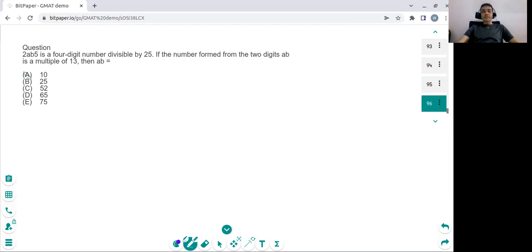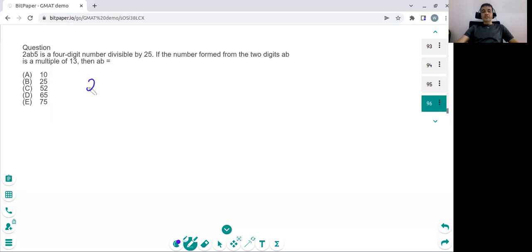Okay, let's read it. 2AB5 is a 4-digit number. When you have problems of digit numbers, you have to realize that this A and this B here are not A times B. No, that's not how you interpret that. This A is a digit, this B is a digit.